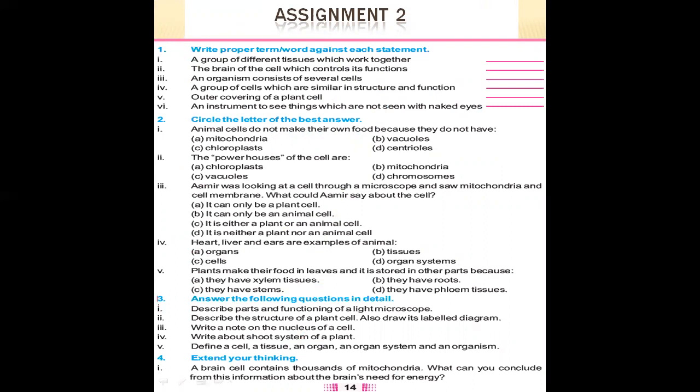Question number 3 here, write the questions in detail. These are long questions. Number 1 we have done yesterday, and now we are going to do number 2, and that is: describe the structure of a plant cell. Also draw its labeled diagram. Just this question is enough. Third we will do inshallah tomorrow.